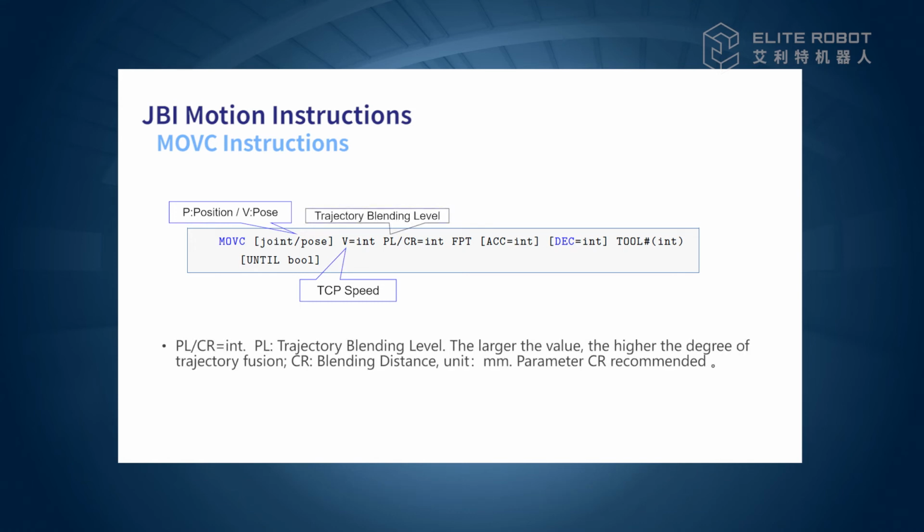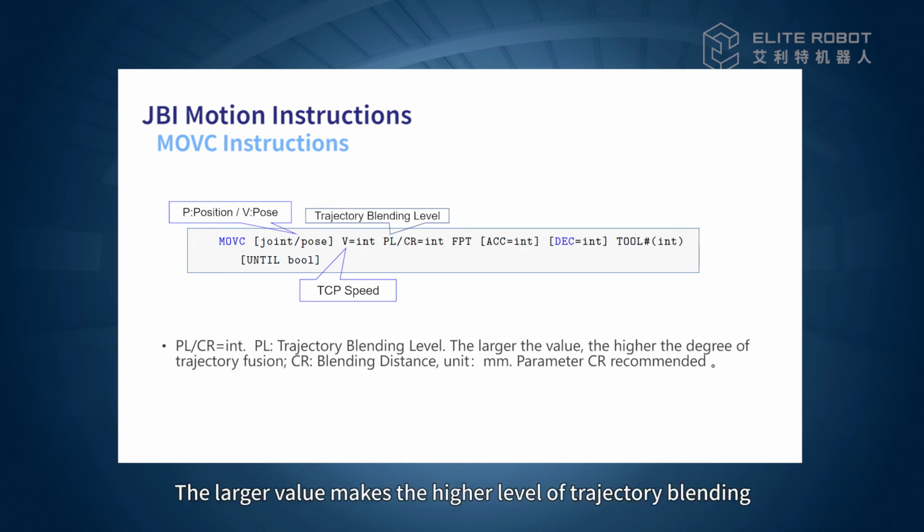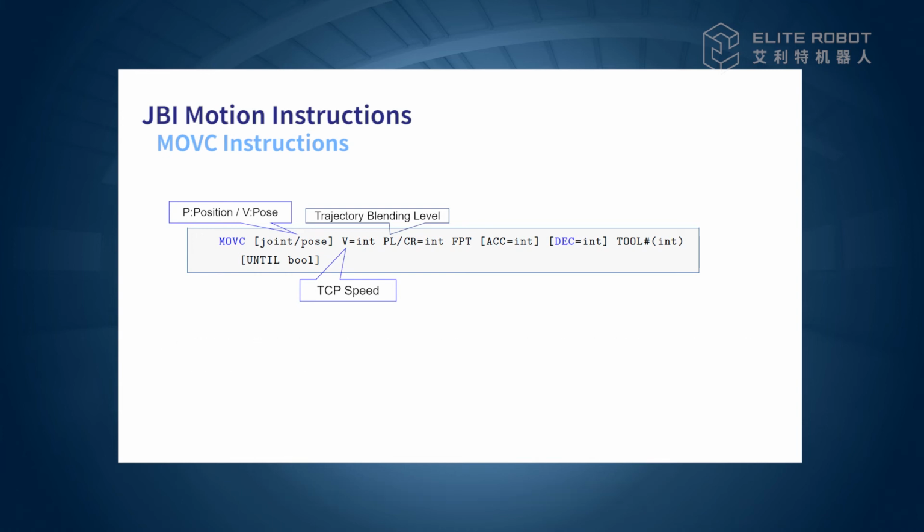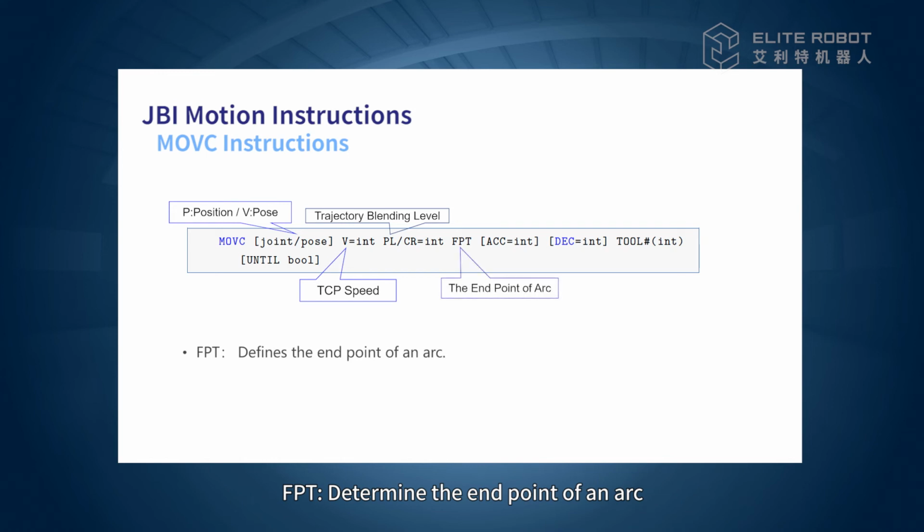PL/CR. PL is the trajectory blending level. The value ranges from 0 to 7. The larger value makes the higher level of trajectory blending. CR is the blend radius. Units are millimeters. The parameter CR is recommended. FPT determines the endpoint of an arc.